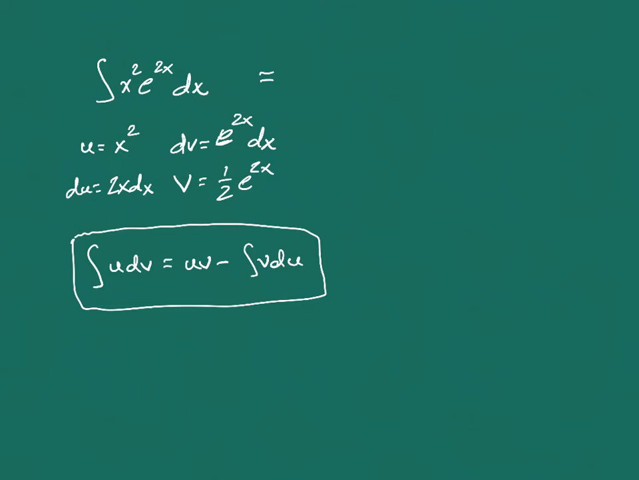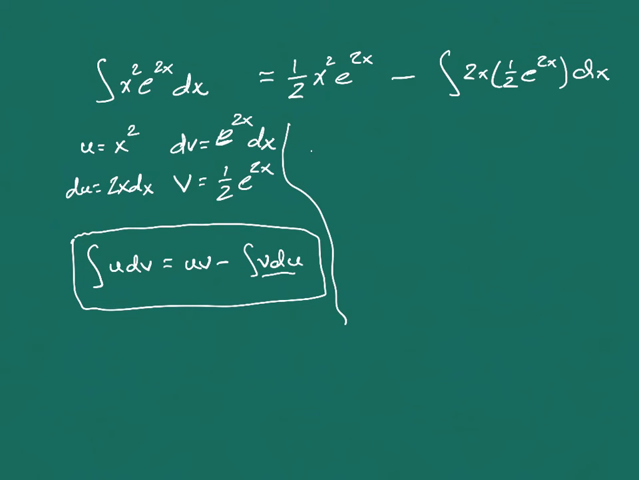So we've got u times v, which is going to be our x squared times 1/2 e to the 2x. So I've got 1/2 x squared e to the 2x minus the integral of v du. And so my integral of v du looks like 1/2 e to the 2x, so I've got 2x times 1/2 e to the 2x dx. Simplifying that just a little bit, what we have then is 1/2 x squared e to the 2x minus, killing off the 2's, the integral of x e to the 2x dx.